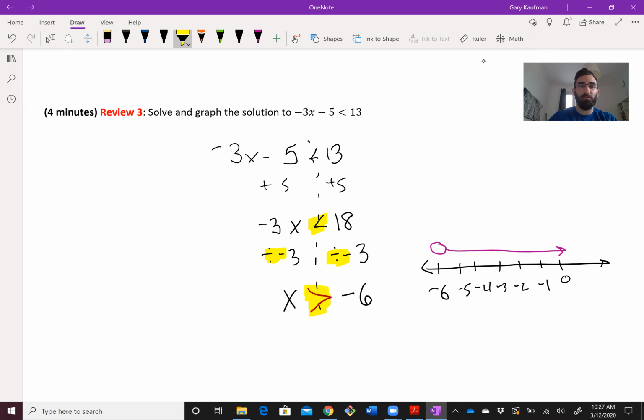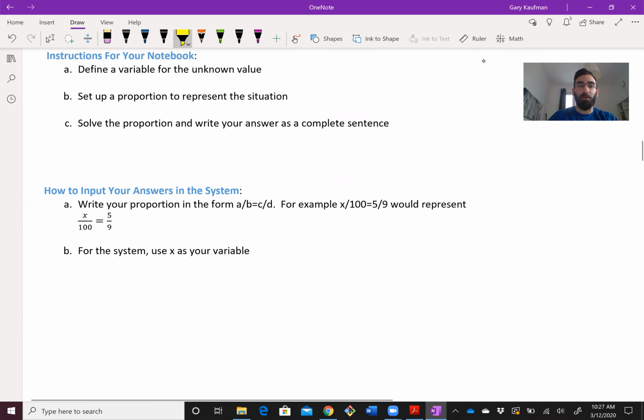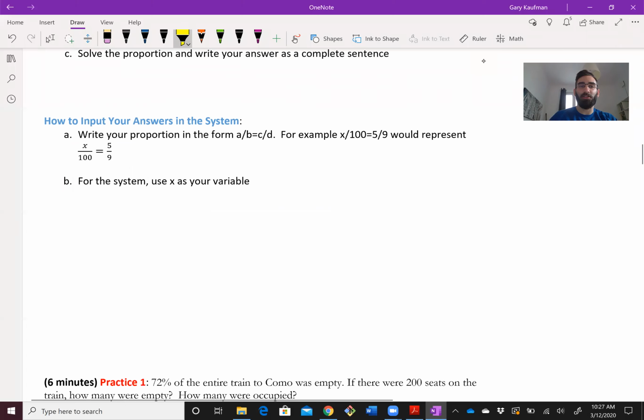All right, now let's get to today's material. In your notebook, I expect to see, when you upload your notes, that you define a variable for the unknown, set up the proportion to represent the situation, and then solve the proportion and write your answer as a complete sentence. So I expect to see that. Those are my requirements. Now, to make sure that the system marks you correctly, also take a look at these instructions on how to input your answers into the system.